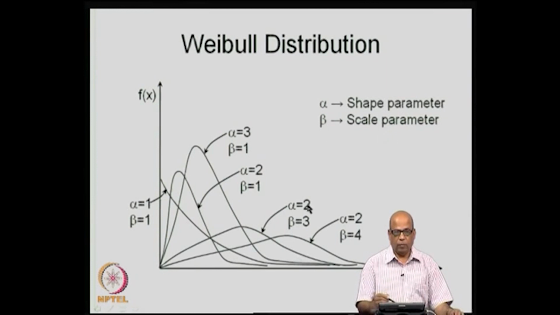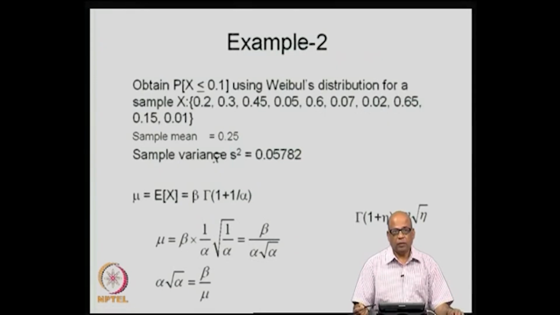For example, for alpha equal to 2 here, alpha equal to 2 here, beta equal to 1 gives you this scale, and beta equal to 3 gives you this scale. So, alpha is therefore called the shape parameter and beta is called the scale parameter. Let us consider an example.